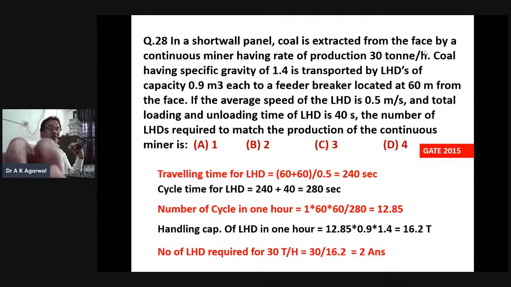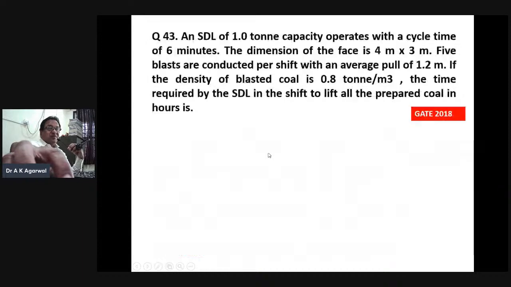Okay, this question was asked in GATE 2015. So here the answer is 2. Answer is B. Okay, this question was asked in GATE 2018. Let us see again.